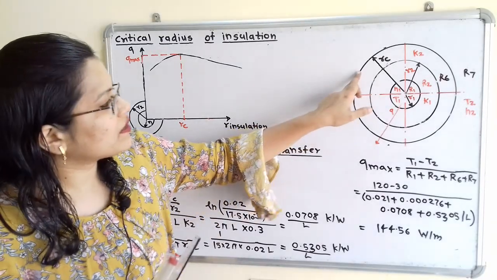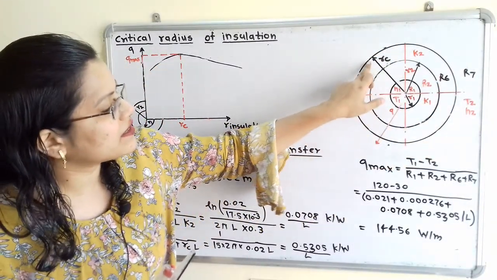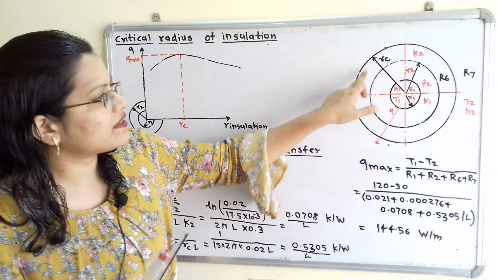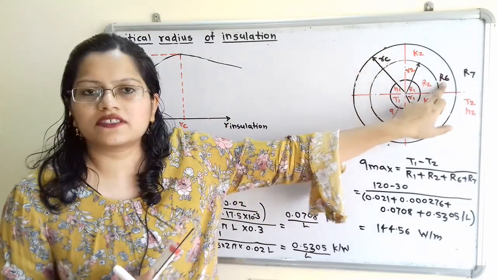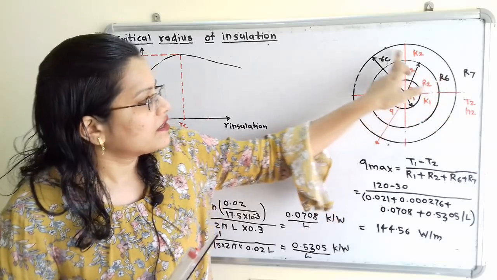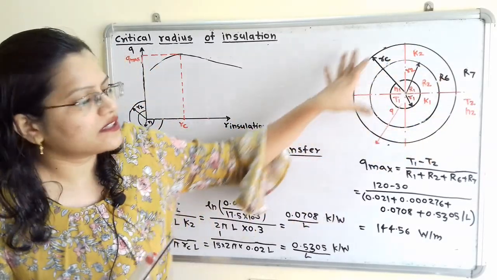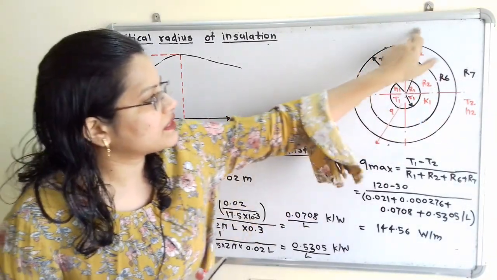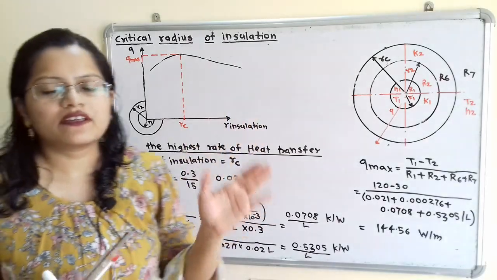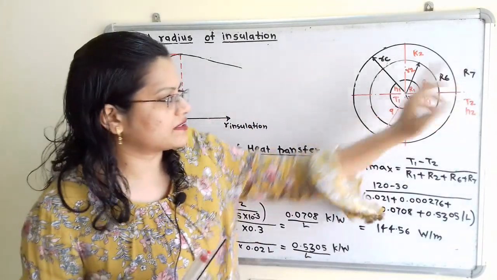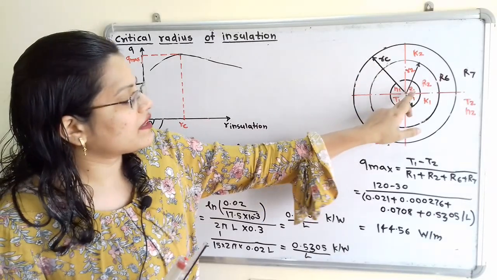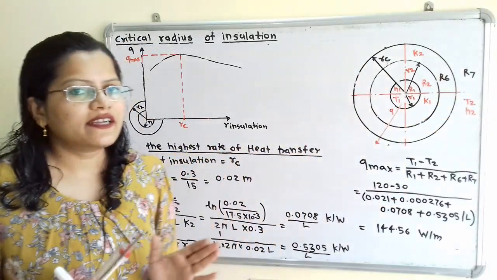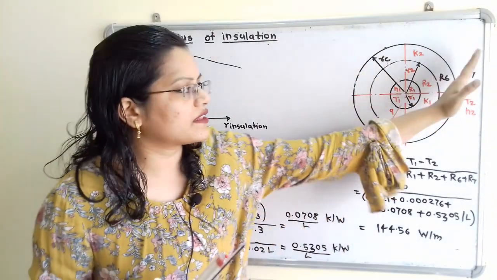Now for this RC we have to draw one diagram. We will show here the critical radius of insulation RC, and the resistance due to conduction heat transfer through this RC we will consider as R6. Then the surface of this critical radius is in contact with the outside or surrounding fluid, and the resistance due to convection is known as R7. If we observe this diagram, R1, R2, R6 and R7 are in series because the heat transfer process takes place one after the other.